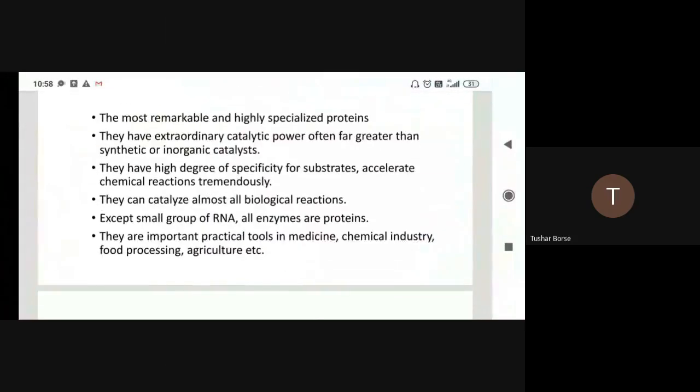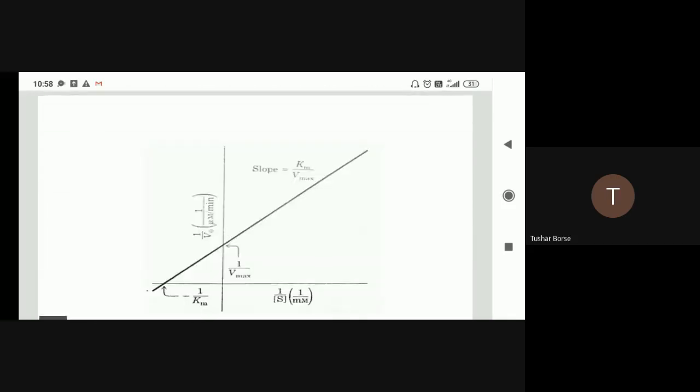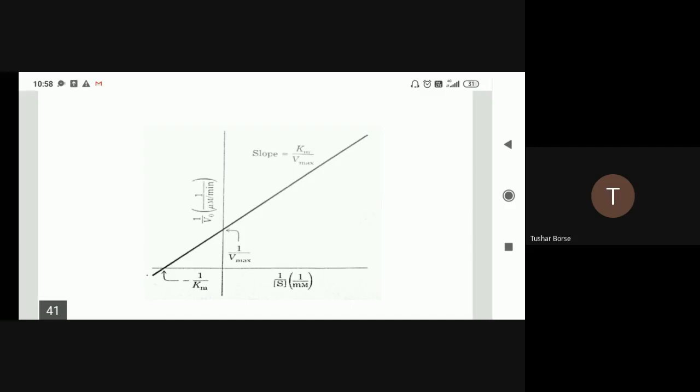See, what we have done, we have taken a reciprocal of the Michaelis-Menten equation, which I told you we have converted into the form y equals mx plus c. Then you have to put it in the form of a graph. You can see that this is the y-axis, this is the x-axis. On the x-axis you have the reciprocal of substrate concentration. On the y-axis you have the reciprocal of the velocity.